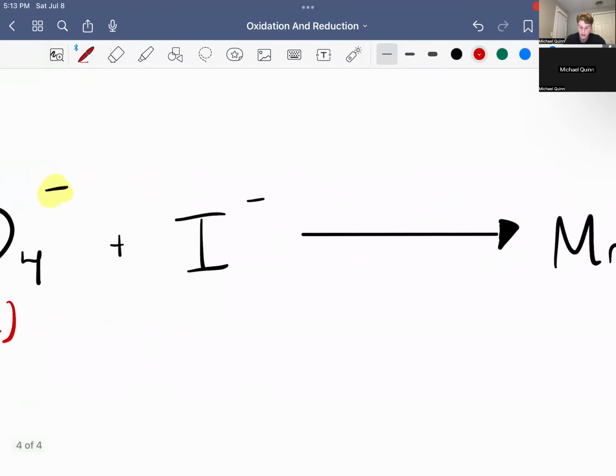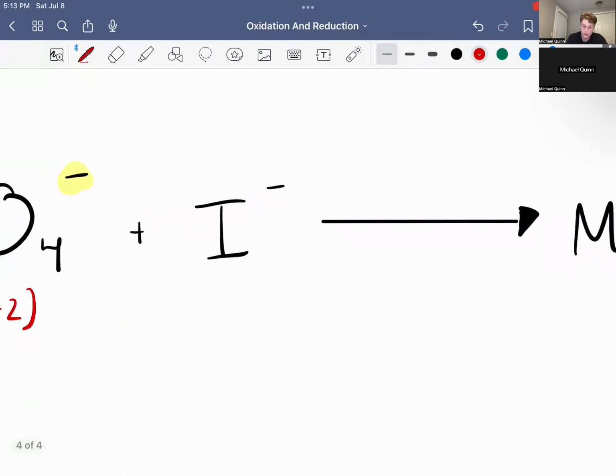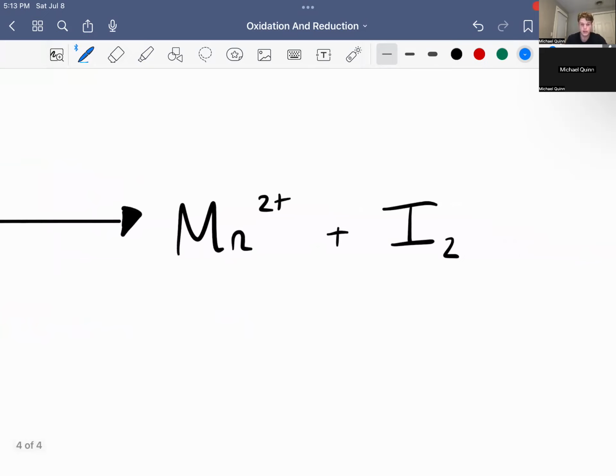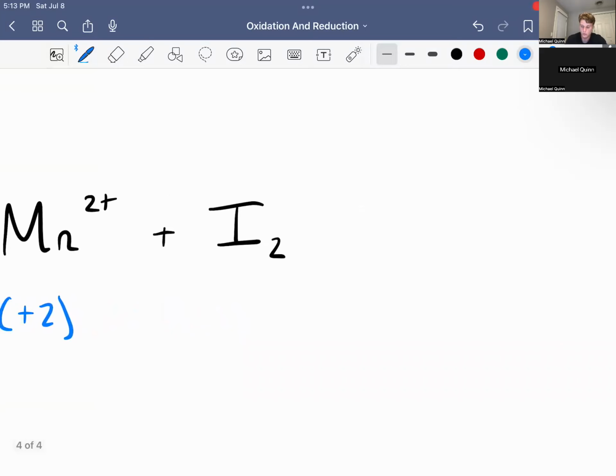We see that iodine is on its own and it has a -1 charge. So we know that the oxidation state of iodine is simply going to be -1. Mn2 plus is on its own and it has a +2 charge. So its oxidation state is simply going to be +2. And I2 is on its own, so it has an oxidation state of 0. There is no charge here.